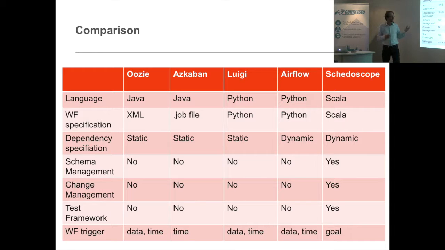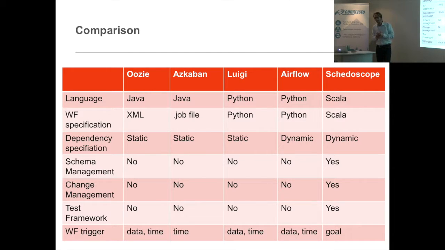And if you compare them, basically the things that actually distinguish Schedoscope from them is that it takes care of the whole schema management. So you don't need to write anything else, for sure. It takes care of the whole change management of your jobs, basically. There is a test framework, and it's basically goal-driven. And that's something which actually distinguishes Schedoscope from the other tools.